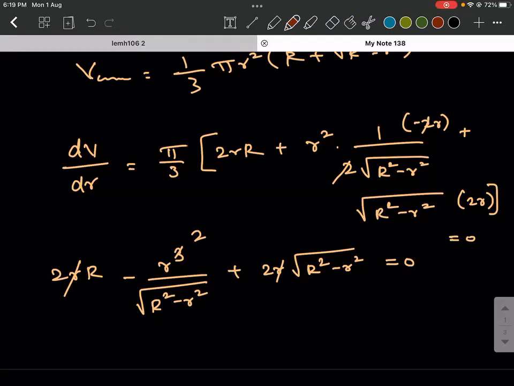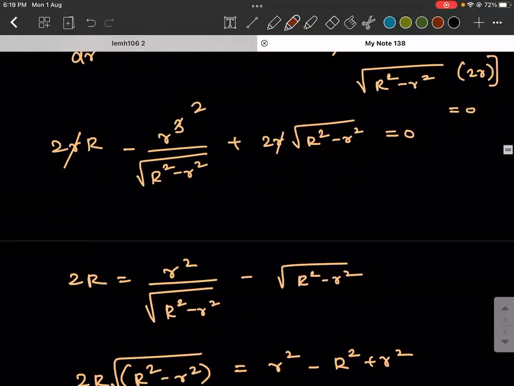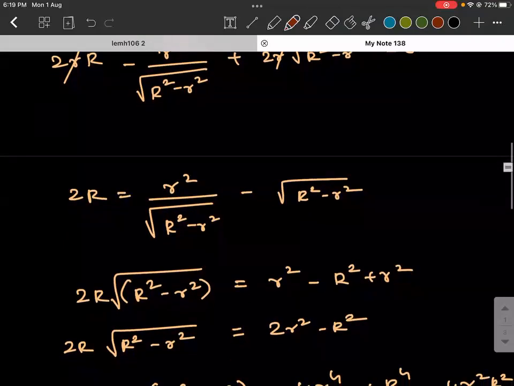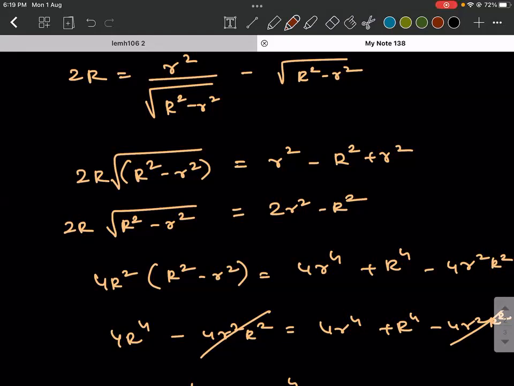Okay. So 2R will be equal to small r square divided by root of R square minus r square. So 4R square times (R square minus r square) is equal to r power 4, that is equal to 4R power 4 plus r power 4 minus 4 small r square capital R square.